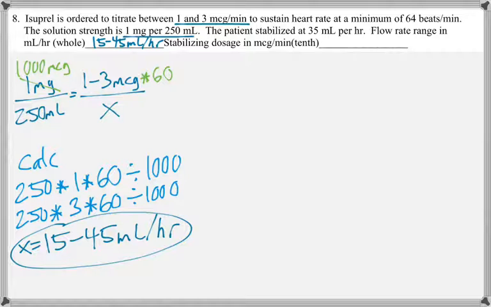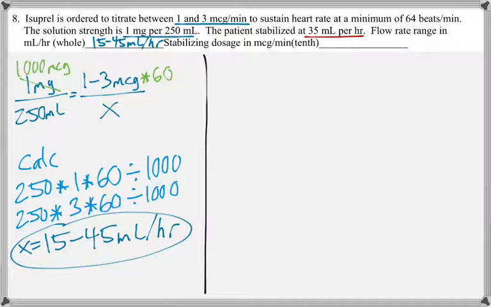So for this question, the patient stabilizes at 35 mLs per hour. So we actually know where the patient stabilizes. And that's kind of our first check, is that the number needs to be in between the lower end and the upper end of our range. So the stabilizing dosage should be in between these two numbers, and it is. And the stabilizing dosage also is our starting point for the backwards direction.